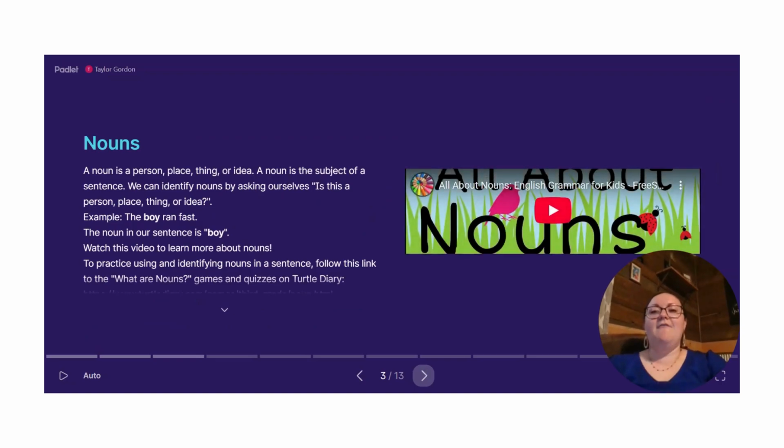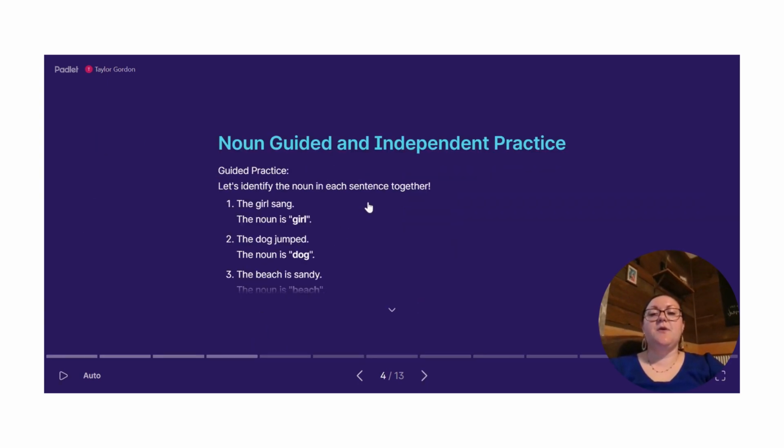All right, first step, we have nouns. A noun is a person, place, thing, or idea. A noun is the subject of a sentence. We can identify nouns by asking ourselves, is this a person, place, thing, or idea? For example, our sentence is, the boy ran fast. We know by asking ourselves which word in our sentence is a person, place, thing, or idea that the noun in our sentence is boy. A boy is a person.